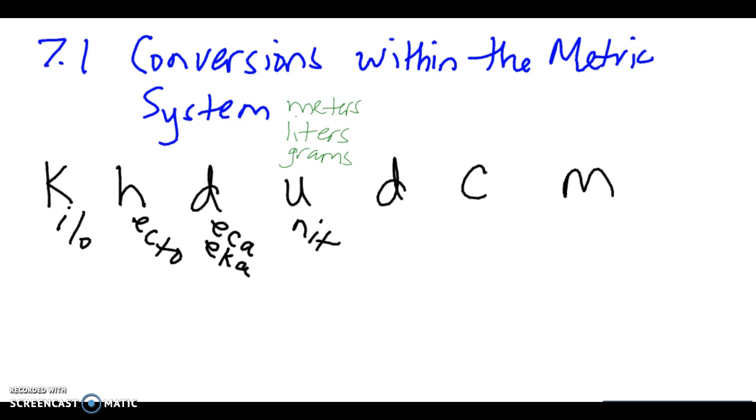The other D is deci. The C is centi. And this M is milli. The number of units in each one of these prefixes is a base of 10. So I'm going to write here in red the number of units in each prefix.